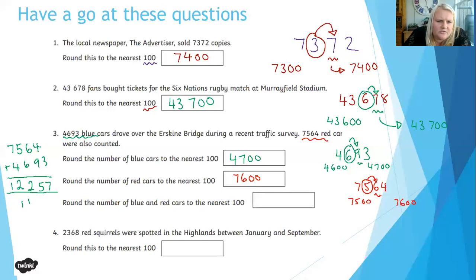Do we agree? Let's just double check it. 4 add 3 is 7. 6 add 9 is 15, carry the 1. 5 add 6 is 11, add the 1 makes 12, carry the 1. 7 and 4 is 11, makes 12. So we've got 12,257. Okay, so I'm going to write that one down here, 12,257. And I am again rounding to the nearest 100.